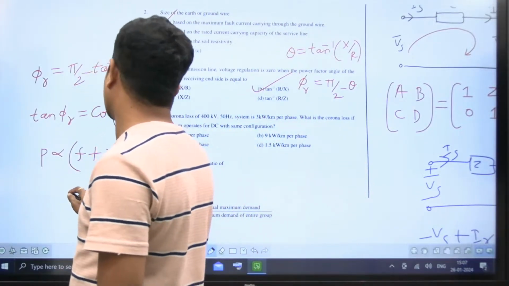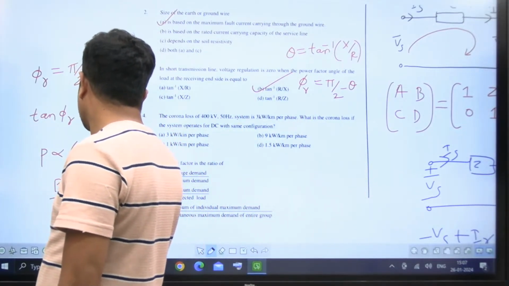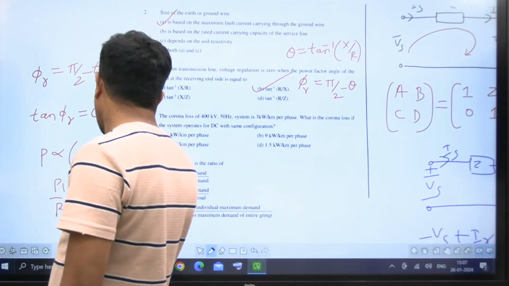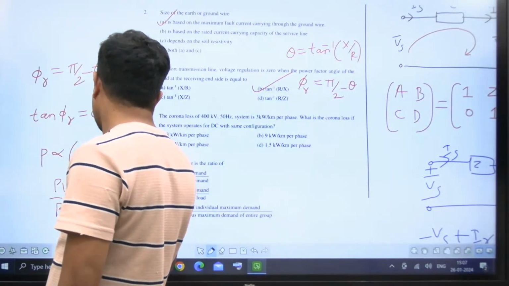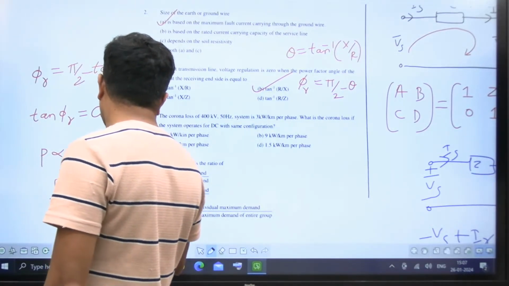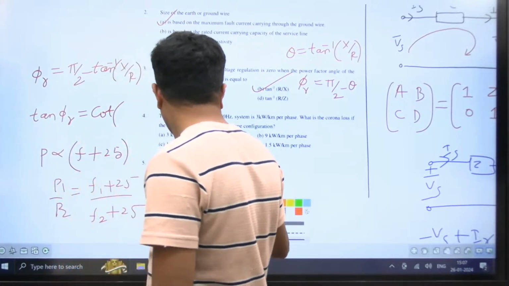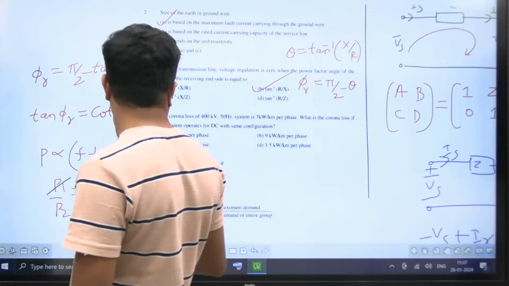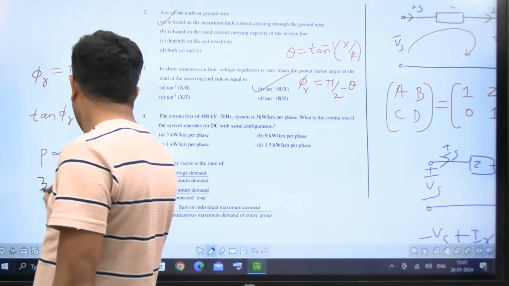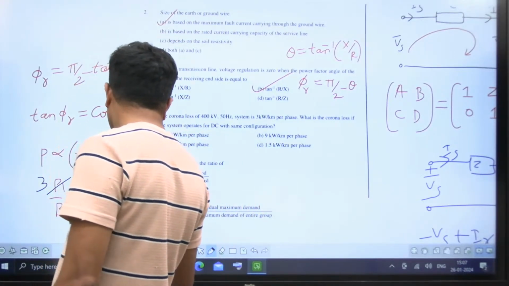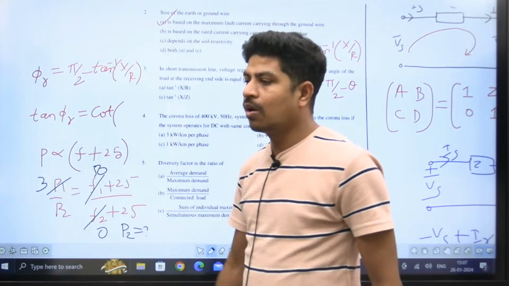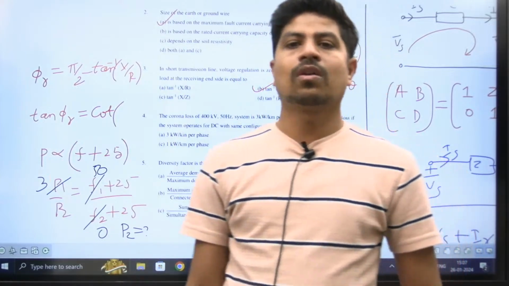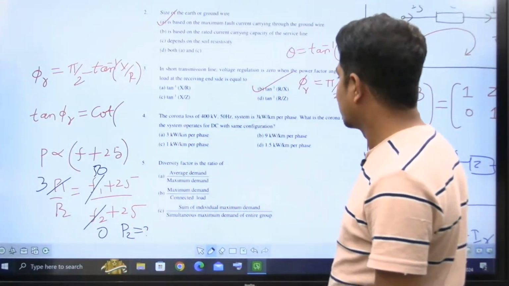See, P1 by P2 is equal to F1 plus 25 by F2 plus 25. How much is this F2? F2 is 0 for DC. F1 is 50. And P1, how much is given? P1 is given as 3. Now from this one, you'll get P2 very easily. Solve this one for P2. I request all of you to solve for P2. It is a very simple question.